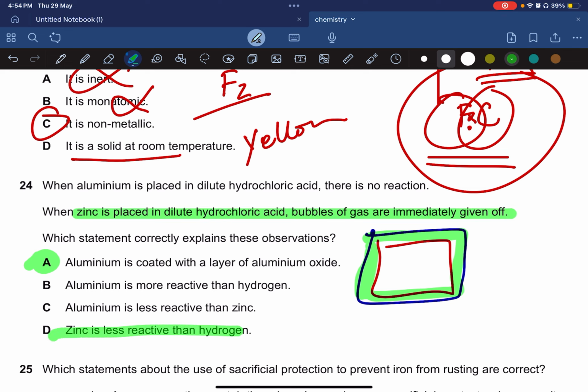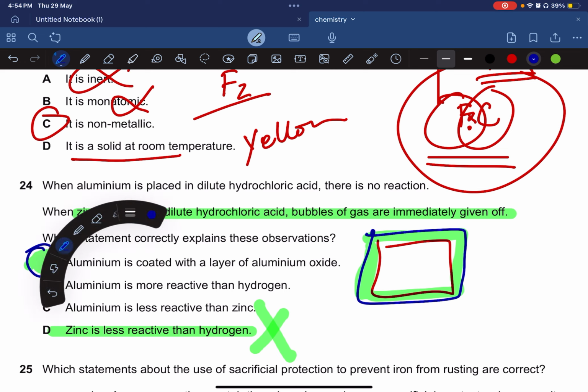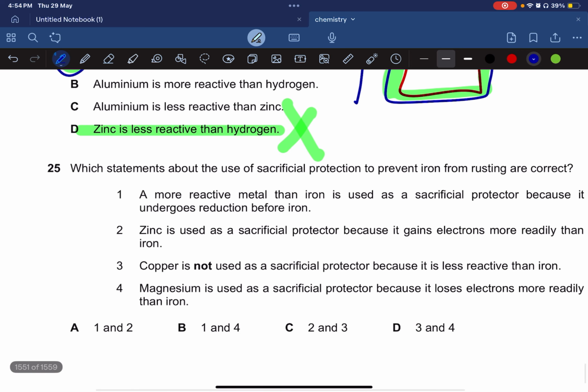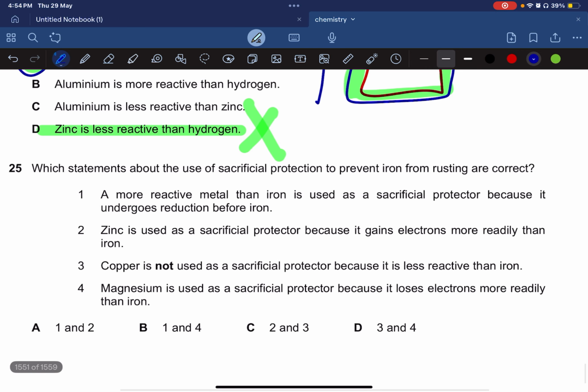Zinc is less reactive than hydrogen? No, zinc is more reactive, but there is no coating on zinc as much as on aluminum. That's why we use aluminum in packing our food and in other things, because though it's extremely reactive, this layer of aluminum oxide makes it seem as if aluminum does not react.